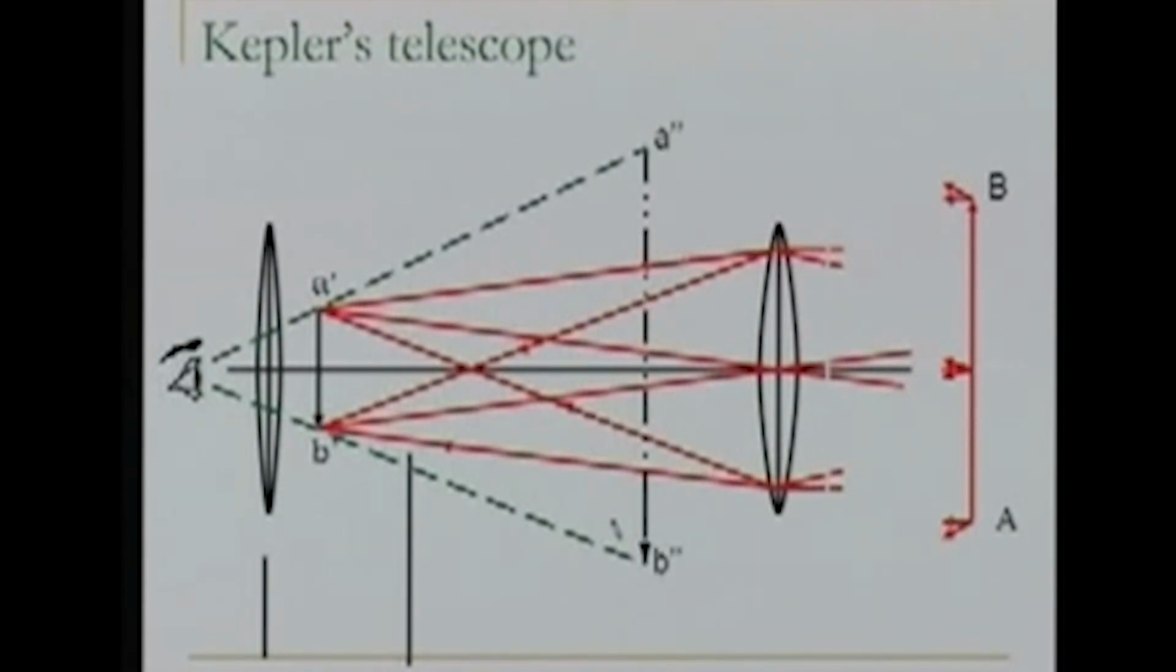And this is how the image will look like. So for the observer, if the observer is here, looking through the eyepiece, what he sees is A double dash and B double dash, which is not the real image. It's not the real image. So this is actually the line diagram of Kepler's telescope, which is mostly used in our theodolites.